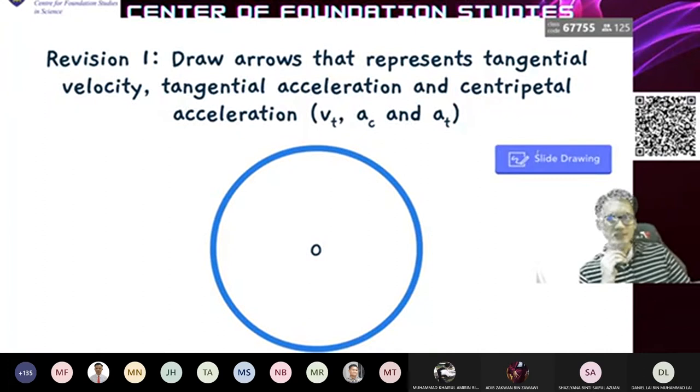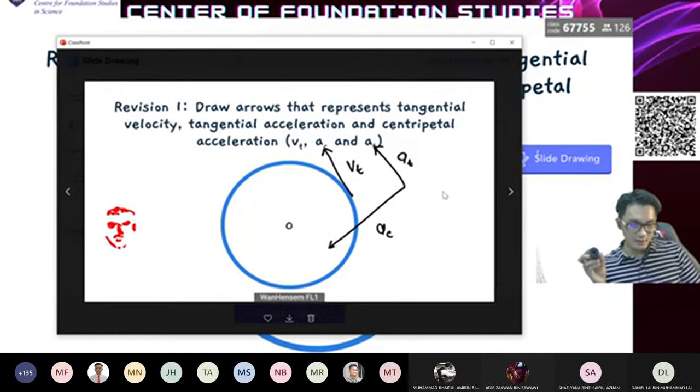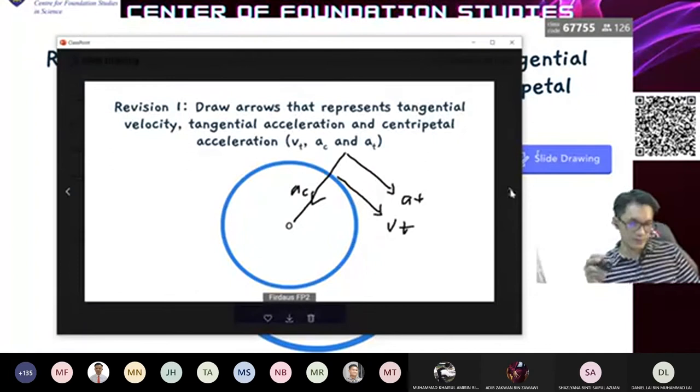Okay, good. So let me show you. Daripada One Handsome, FL1. Okay, betul. VT is always tangent to the circle, and then A tangential is always perpendicular to the AC. Okay, correct. Okay, next. Dari Firdaus, FP2, AC correct, AT is also correct, VT also correct. Okay, that one is just in different direction. No worries, benda yang sama.